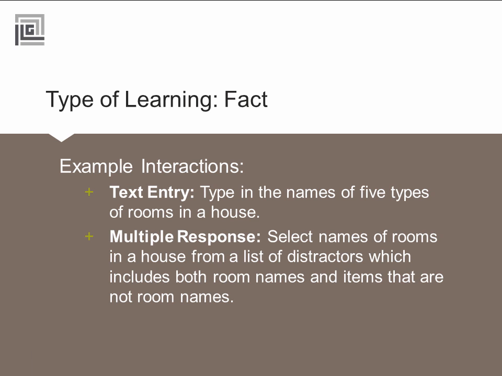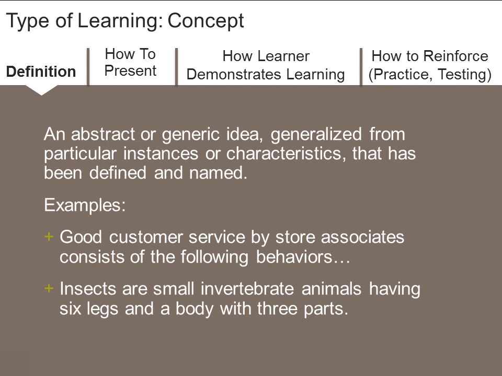Here's a couple other examples. You could do a text entry. For example, if you were trying to type in the names of 5 types of rooms in a house, that's a fact. Or you could do a multiple response where you were trying to select names of a room in a house from a list of distractors, which includes both room names and items that are not room names. So just a couple of simple ways to look at defining and practicing and some examples of fact.